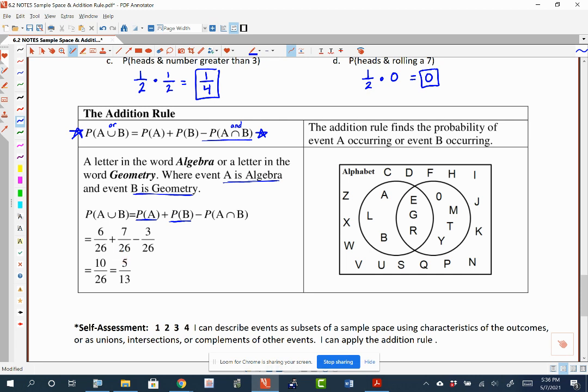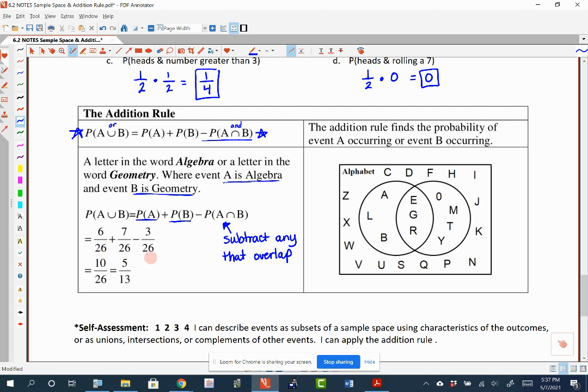But here's the thing. I counted E, G, and R when I counted algebra, and I also counted them when I did geometry. So there are 3 letters that got counted twice. So that's why we have to do some subtraction. Anything that overlaps, anything that they have in common, we need to subtract off. So this right here is telling me I need to subtract off anything that overlaps. So I'm going to say subtract any that overlap. There were 3 letters out of the 26 that have overlapped and repeated themselves.